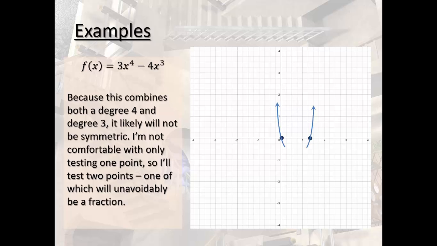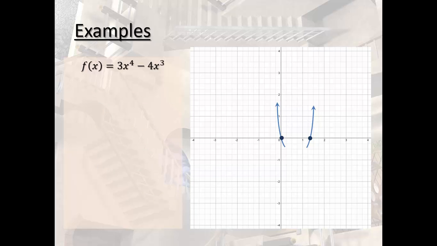All right. Because this combines both degree 4 and degree 3, it likely will not be symmetric. I'm not comfortable only testing one point, so I'll test two points, one of which will be unavoidably a fraction. I would probably test even more points than I'm doing in this example. All right, so what should we test?